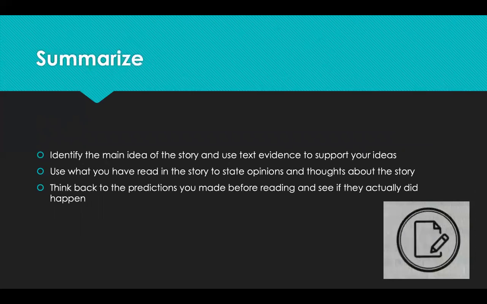When we summarize, we are identifying the main idea of the story and using text evidence to support our ideas. You use what you have read in the story to state opinions and thoughts about the story. We think back to the predictions you made before reading and see if they actually did happen. Our picture for summarize is a little piece of paper with a pencil.